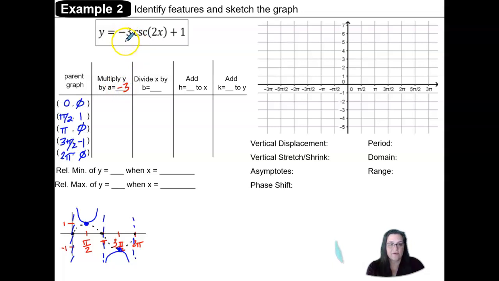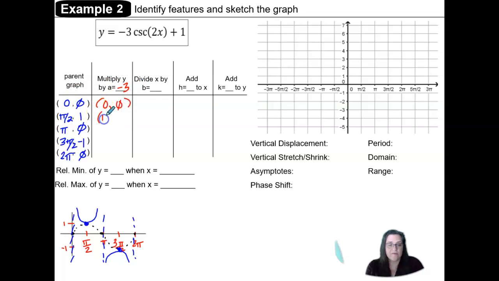Okay, so let's start by multiplying the y value by the a, and a is -3. That's our vertical stretch. Since the a is negative, there's going to be a reflection in the x-axis as well as a vertical stretch of 3, which will affect our amplitude. So all of these x values are going to stay the same, and then we're going to multiply the y times the a.